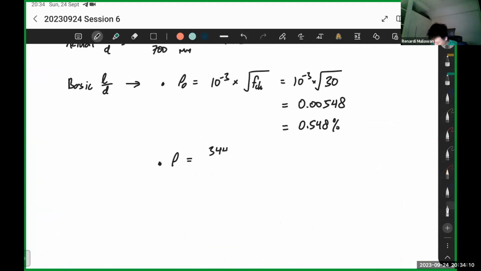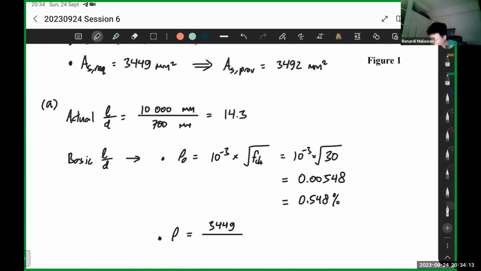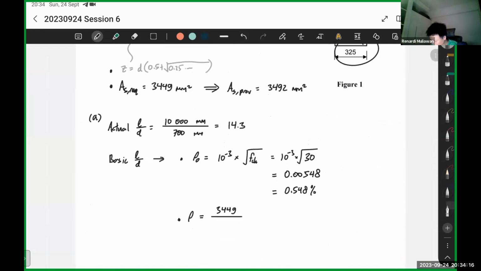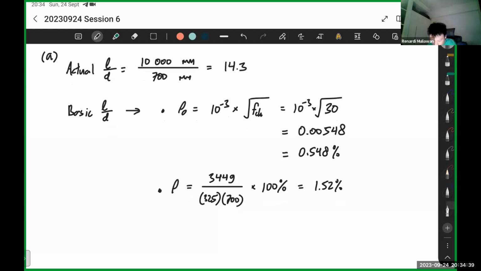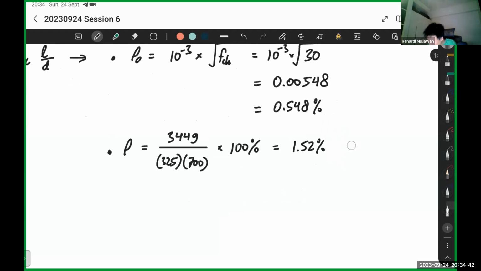We take 3449 and divide it by b times d. b is 325 times 700. I can make this a percentage by multiplying by 100. So 3449 divided by 325, multiplied by 700, multiplied by 100, you get 1.52%. If you notice, this one is bigger than 0.35%. It means that you need to use the formula.